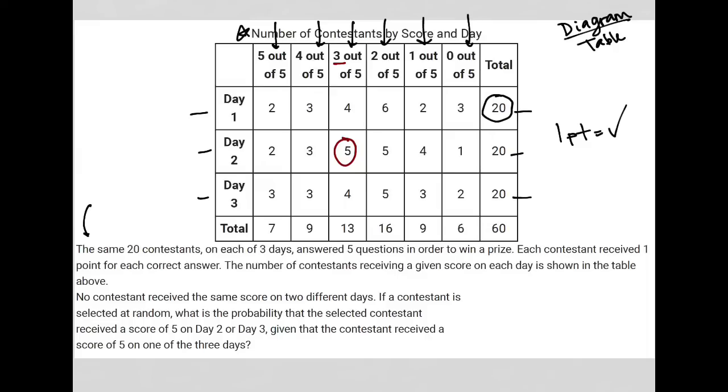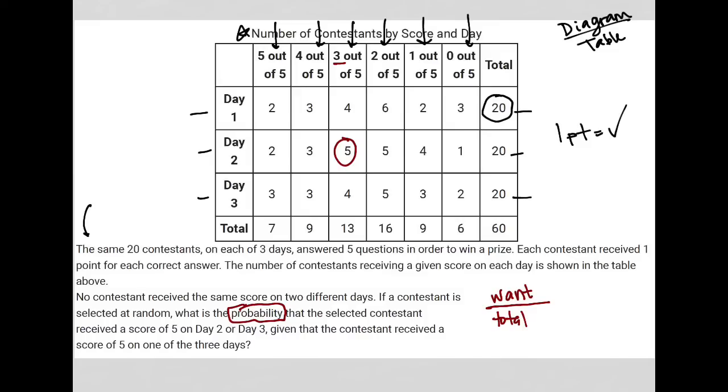Okay, let's keep reading. No contestant received the same score on 2 different days. All right, so out of our 20 contestants, no contestant received the same score on 2 different days. Okay. If a contestant is selected at random, what is the probability? So again, anytime I see this word probability on the test, I think about a fraction where the denominator is the total and the numerator is what I want, or what I'm looking for. And the question usually will tell you exactly what you're looking for.